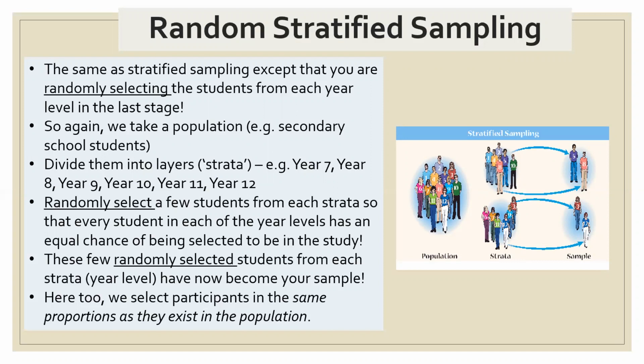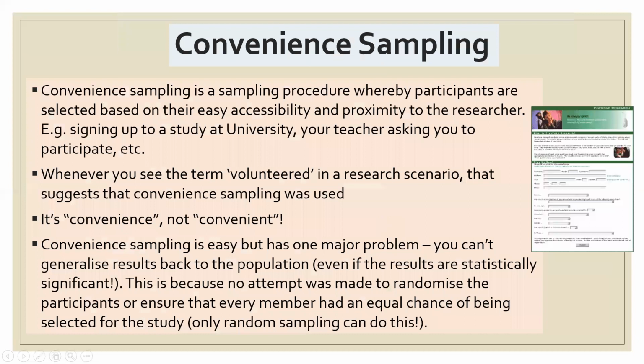So that's basically what random stratified sampling is. Just the same as the previous slide, but you're randomly selecting them from each of those strata. Okay, so if we're all good with that, we can move on to the last sampling technique, and the one that we're all probably most familiar with, which is convenience sampling.